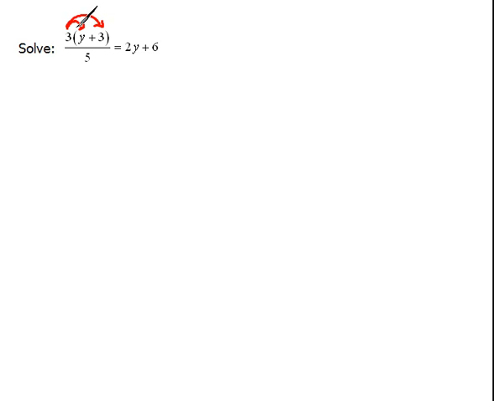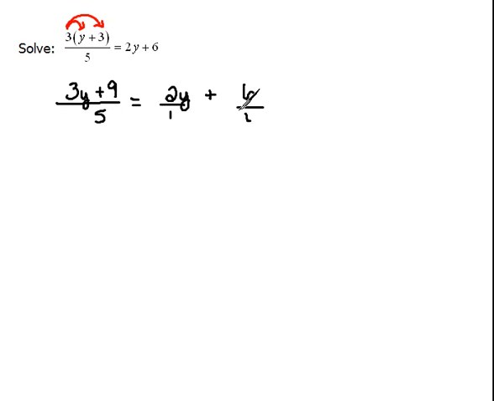So let's go ahead and distribute the 3 throughout the parentheses, and that will give us 3y, and then 3 times 3 is 9, all over 5 equals the 2y plus 6. Now we can get rid of that fraction pretty easily. We need to multiply through by the common denominator, and in this case everything on the right-hand side is not really a fraction, but if we looked at it as a fraction we'd have to put it over 1 so that we could see that those are in fact fractions.